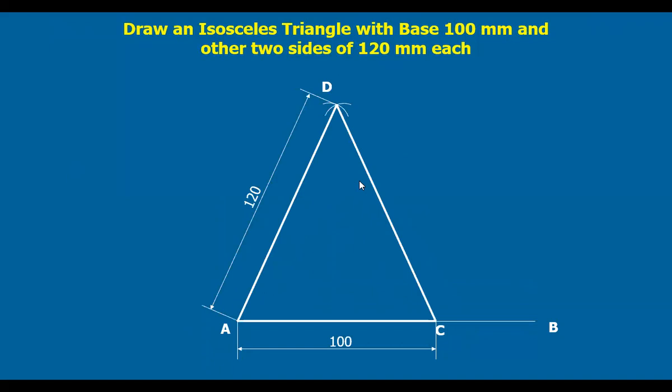Here the dimension of this line is different. These two edges are different. We have to mark the dimension of this. So that's how we draw an isosceles triangle here.